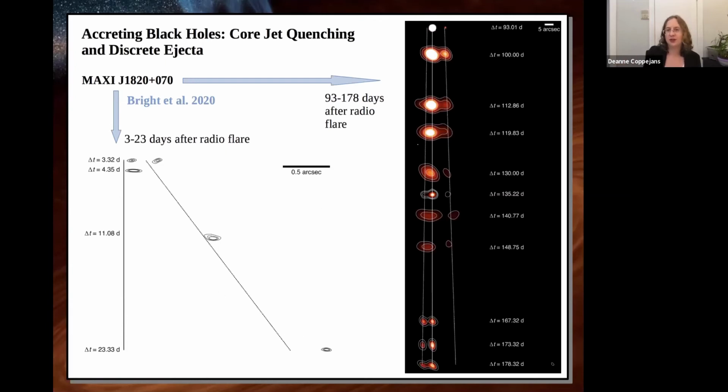So this was 3 to 23 days. At later times, from 90 to 200 days, you can see the continued movement of these ejecta, and you can see them brightening and fading in radio as they interact with the surrounding CSM. So this was the first clear observation of the full quenching process.